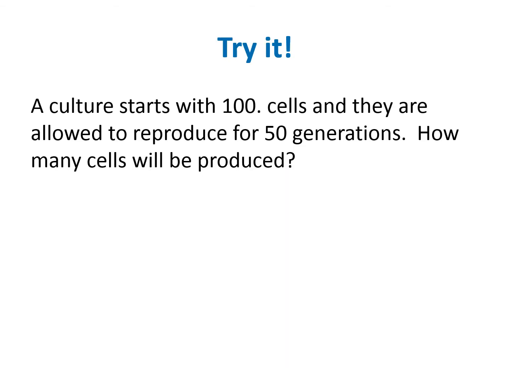Now we're ready to start with the practice problem. Here it is. A culture starts with 100 cells, and they are allowed to reproduce for 50 generations. How many cells will be produced? Pause the video and think about that equation I showed you a couple of slides ago. You're going to need that to solve this problem.